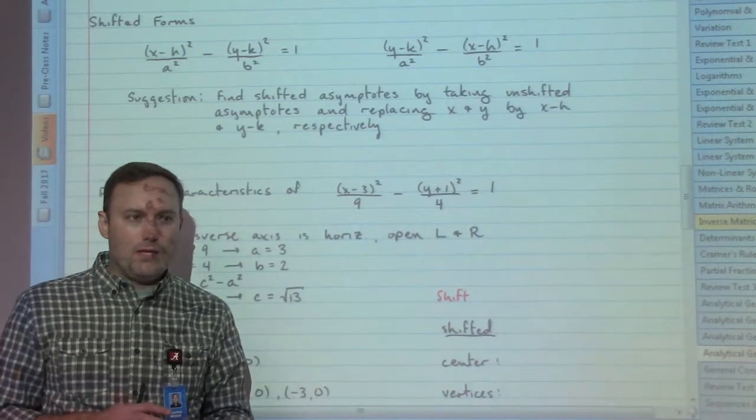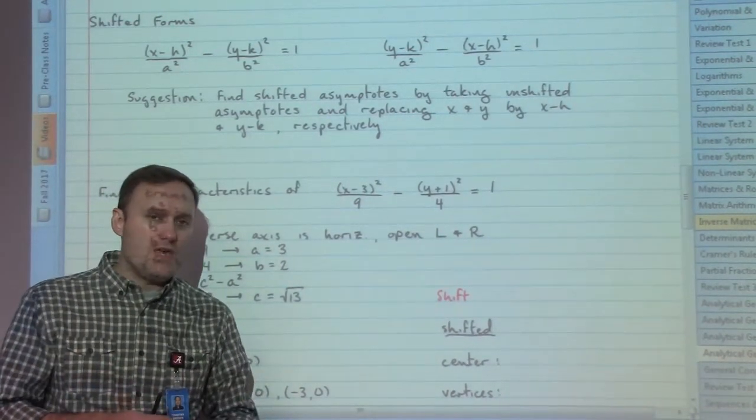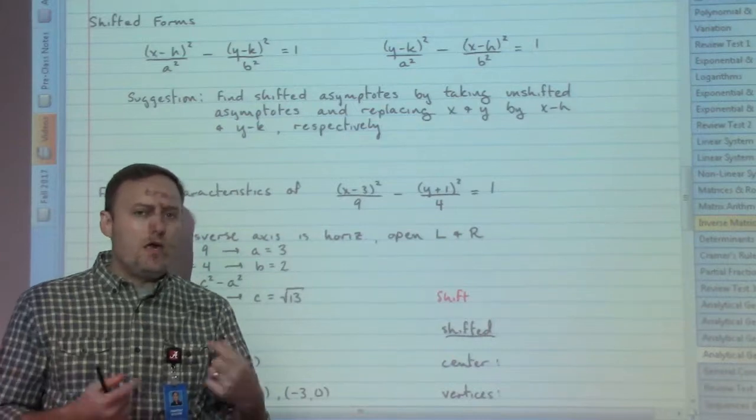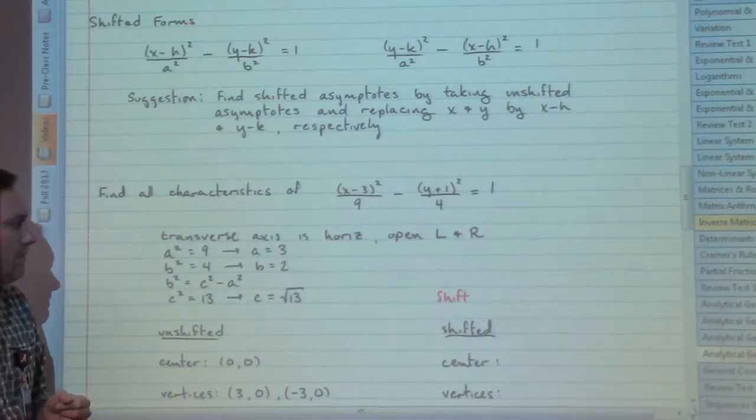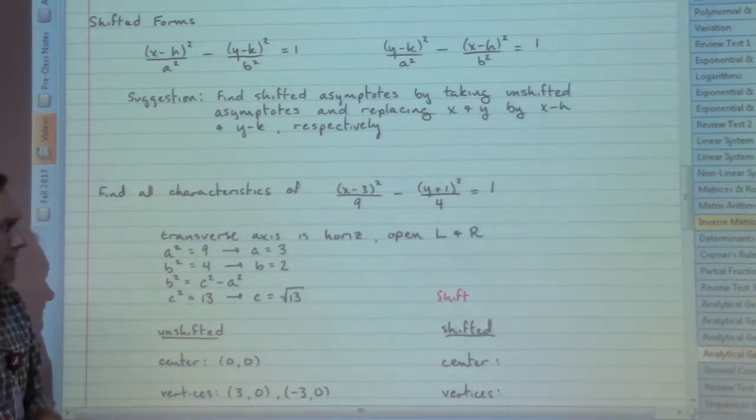It's going to be a little bit less of a hassle for us to make sure that we keep track of everything properly if we do that. So I'll show you what that suggestion means for this example here in just a moment. Maybe get through the rest of this stuff here.